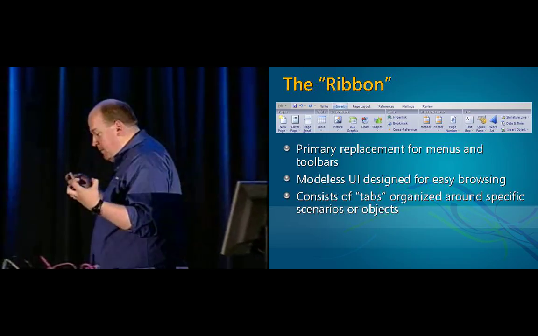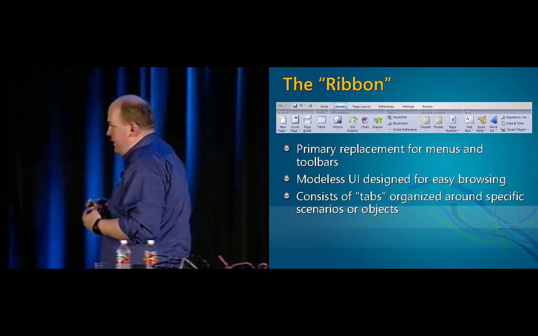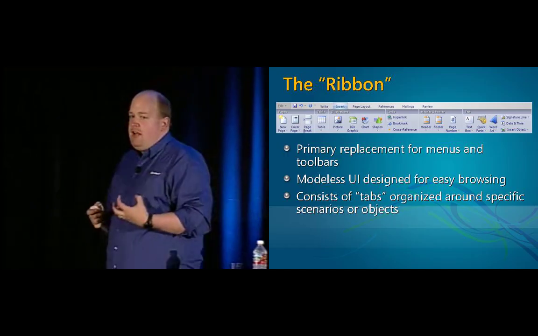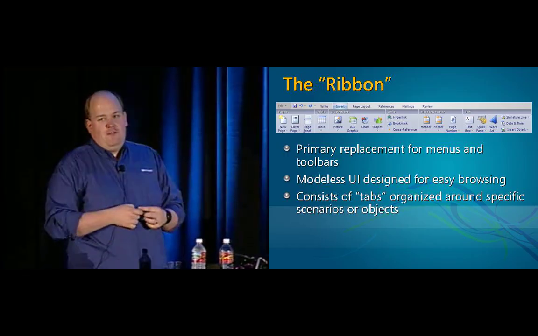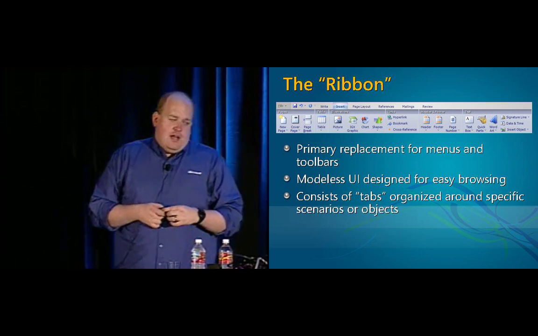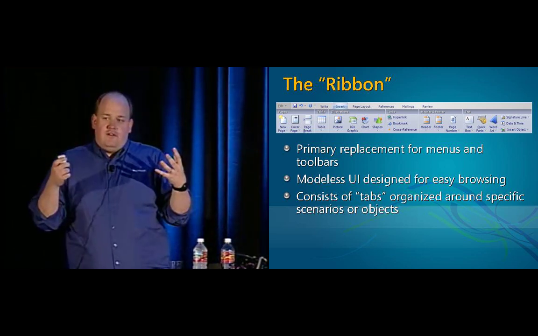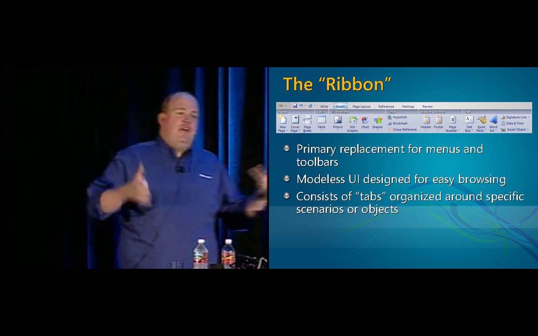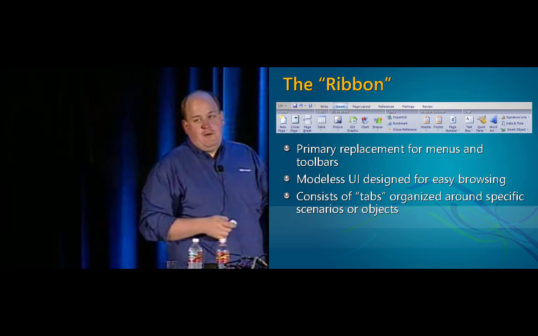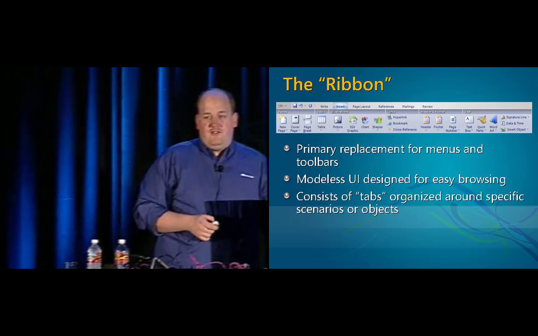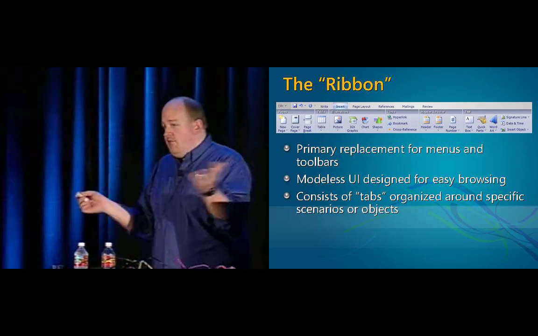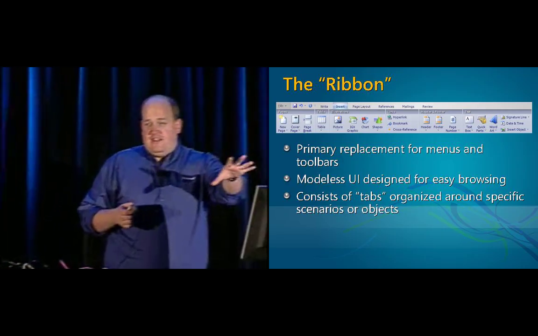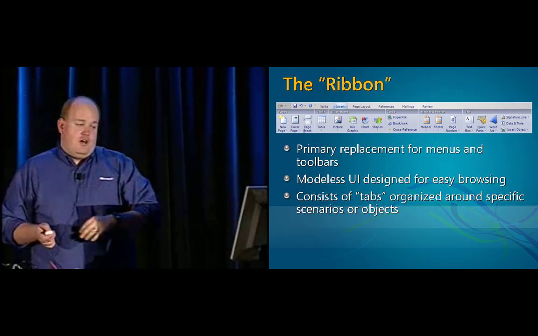So the ribbon, starting with the most obvious thing, is the replacement for menus and toolbars, and also in some ways the replacement for task panes. We move the UI into a single place. Every command in the product is in the ribbon. There's no other place to look. There's no other toolbars to bring up. There's no other task panes full of commands to bring up. This is it. It's in the ribbon or it's not there at all.